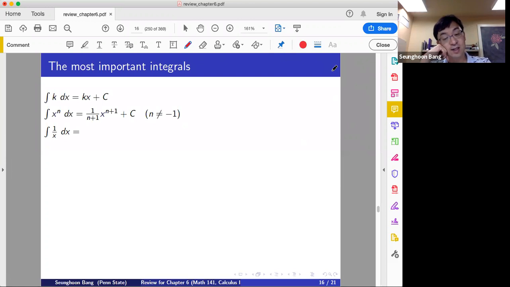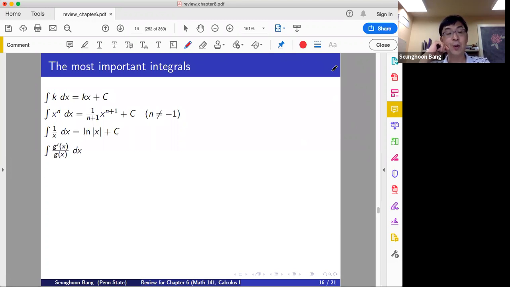Integral of 1 over x dx is, so do you know that? Could you give your answer? What's the integral of 1 over x dx? What is your answer? ln of x? Unfortunately, wrong. Not ln of x. So what is the answer? Not ln of x, but the absolute value of x. You're right. Really be careful. ln of the absolute value of x plus c.